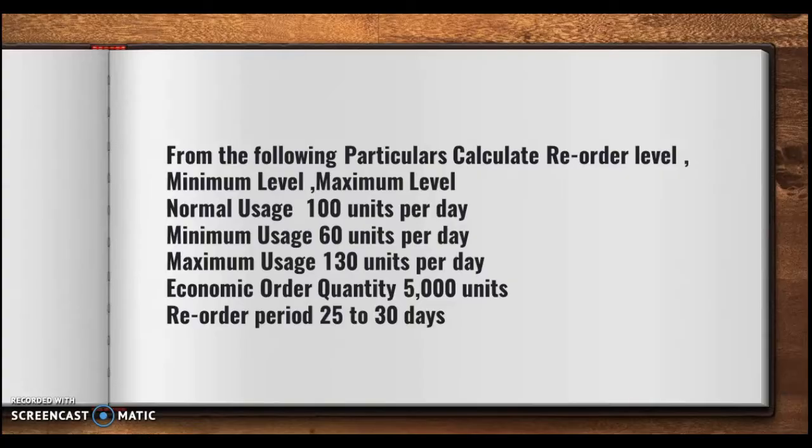Let me see how to calculate the reorder level, minimum level and maximum level using the formula. In this problem, it was given that normal usage is 100 units per day, minimum usage is 60 units per day and maximum usage is 130 units per day. Economic ordering quantity, also called EOQ, is 5000 units and reorder period is 25 to 30 days. With this information, we are going to calculate the reorder level, minimum level and maximum level.